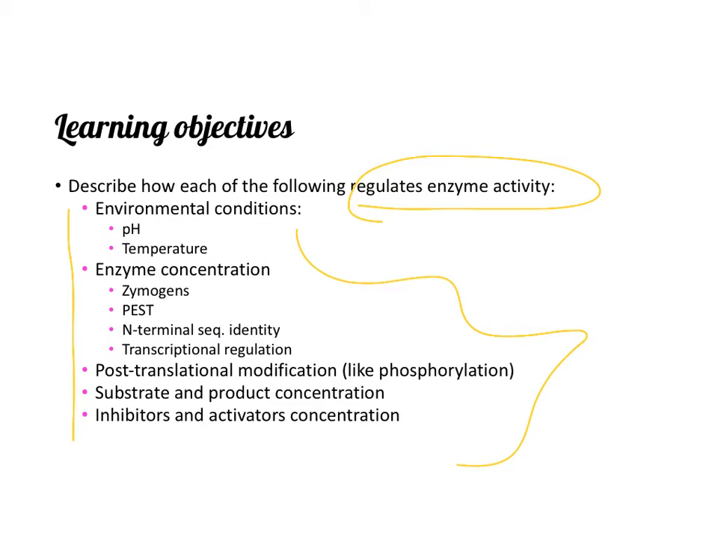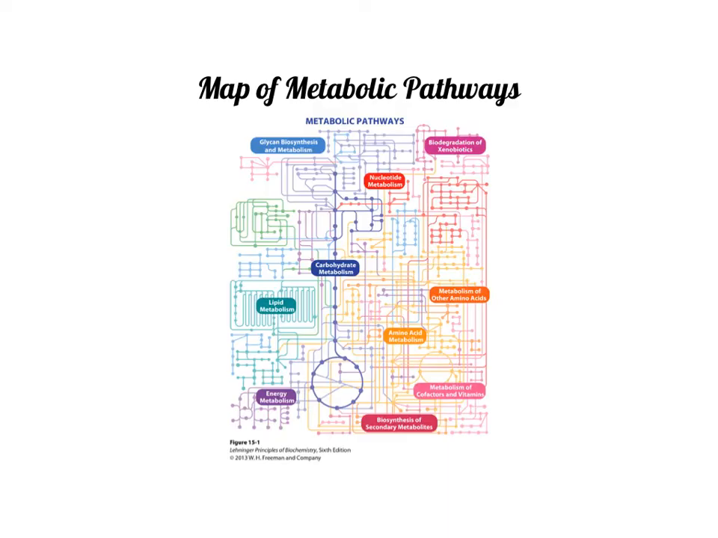So you should be able to describe how each of the following regulates enzyme activity: pH and temperature, zymogens, PEST and N-terminal sequence identity, transcriptional regulation, post-translational modification, substrate and product concentrations, and inhibitor and activator concentrations.